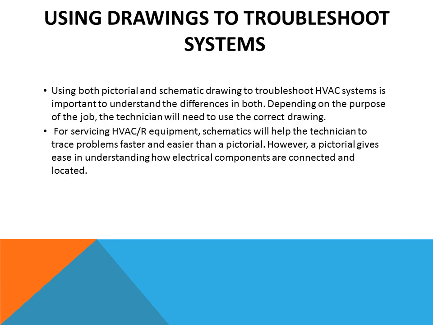Using drawings to troubleshoot systems is done daily by technicians to speed up the process of understanding how the system works to determine what the problem is. So using both pictorial and schematic drawings to troubleshoot HVAC systems, it is important to understand the difference in both. Depending on the purpose of the job, the technician will use the correct drawing. For servicing HVAC and refrigeration equipment, schematics will help the technician trace the problem faster and easier than a pictorial. However, a pictorial gives ease in understanding how electrical components are connected and located.